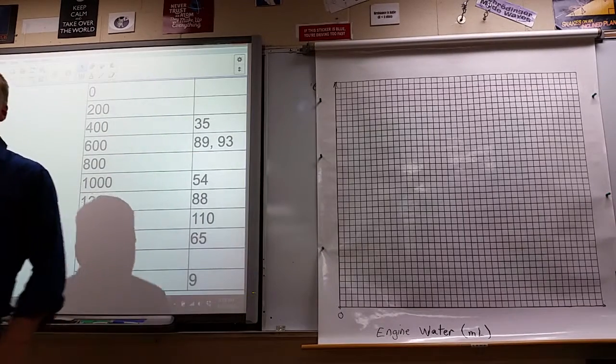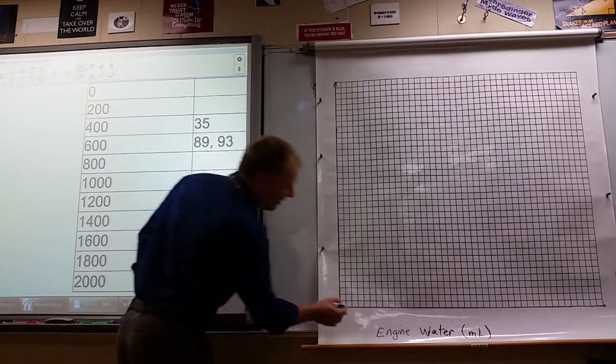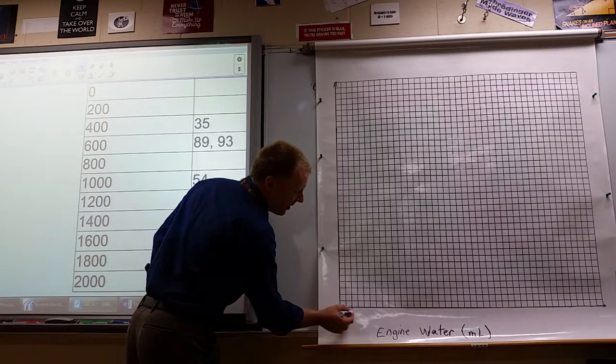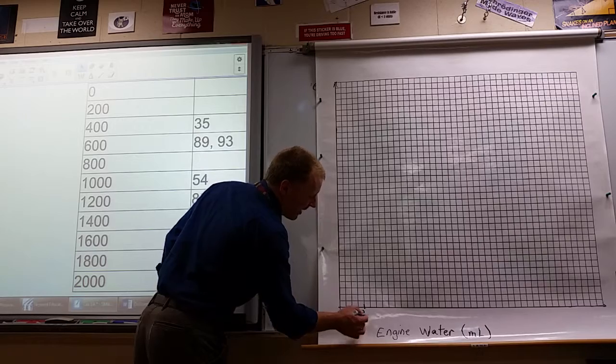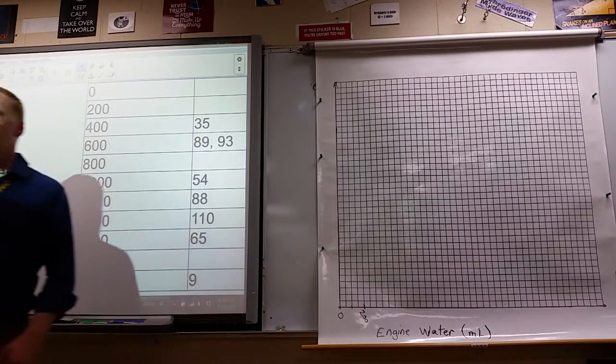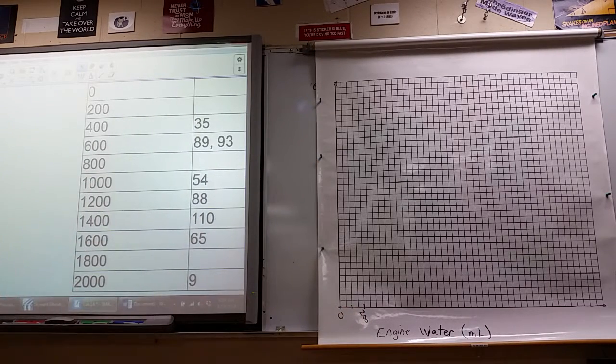I have enough room to skip every other one, and that'd be 100. Here's 200. I don't have to label every square because that would get really crowded. So it's okay to skip one, as long as you're really consistent.